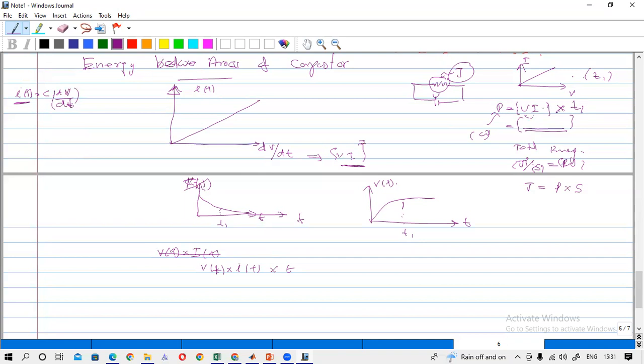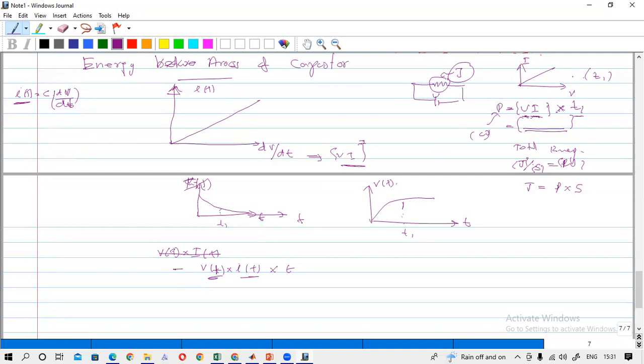So this V and I are constant with respect to time at a time instant. This is not changing. But here, these are not constant. These are changing.